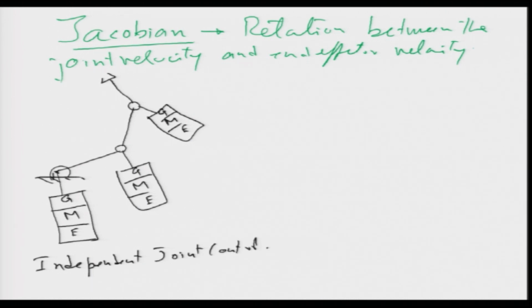Now this is my variable theta1, this is my variable theta2, and that is my variable theta3. What is the end effector coordinate here? We can say the coordinate of this point is x, y, z. In this case, because it is planar, there is no z, so let me just write x and y. So now, how does the robot actually move?